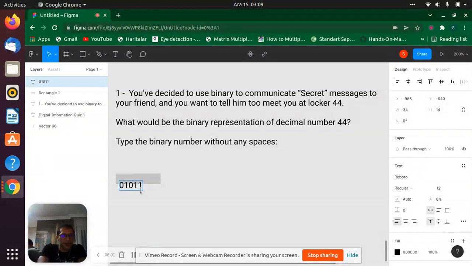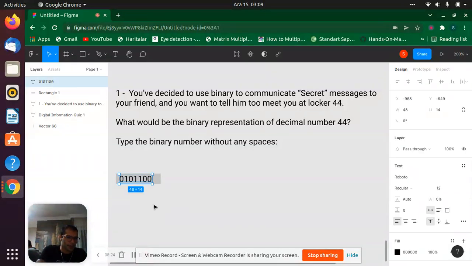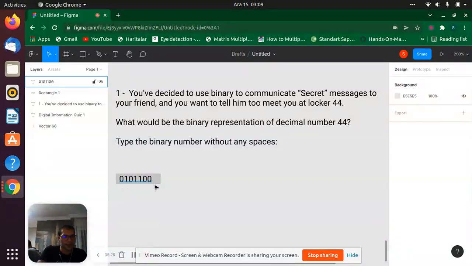We found it, but then we have to complete the display. For 2 we have to put 0, and for 1 we have to put 0. So our number is 0101100. So this is our solution, this is our answer. Now we will say why we have 7 digits here.